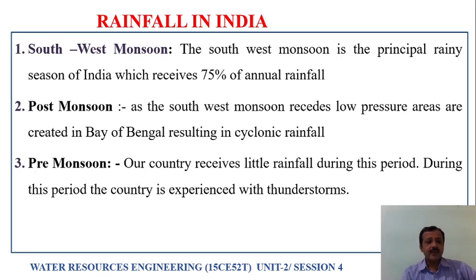So a low pressure area will be created, and this low pressure area which is created results in cyclonic rainfall. I told you about how the cyclonic rainfall will occur.